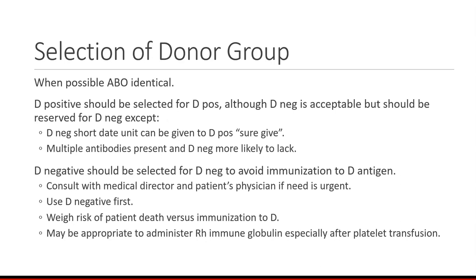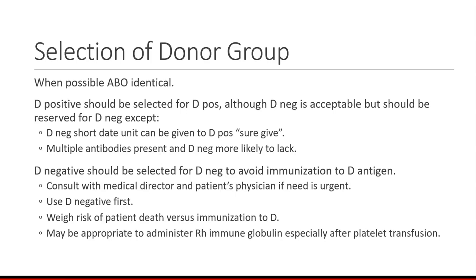Selection of your donor group. When possible, you want to go with ABO identical. D positive should be selected for D positive, although D negative is acceptable but should be reserved for D negative, except when you have a D negative donor that's short dated, which means it's going to expire soon, and you have a D positive patient, where the doctor has not only ordered the crossmatch but has given orders to transfuse. We try to be good stewards of our blood supply.